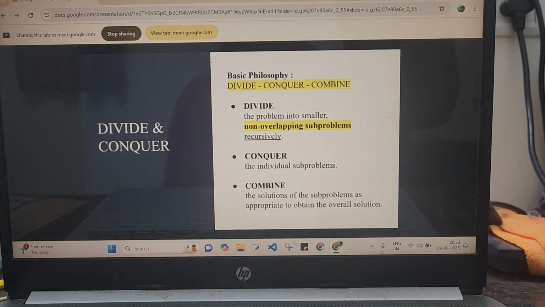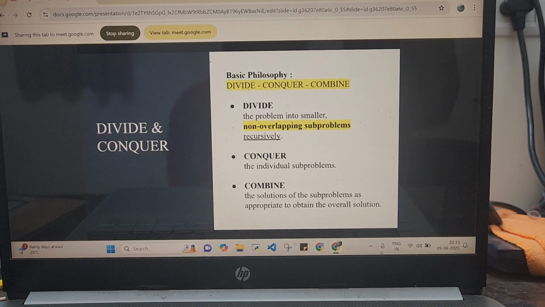So you break it down, you solve those smaller sub-problems individually, and then you combine the solutions of those sub-problems to arrive at the final solution to the big problem. So I will go back to the divide step and I'll explain some of the terms used there. The slide says divide the problem into smaller non-overlapping sub-problems recursively.